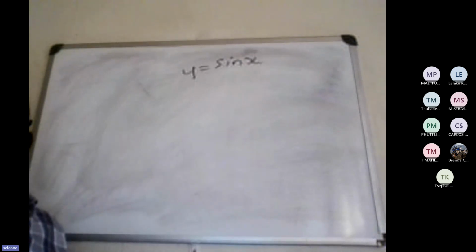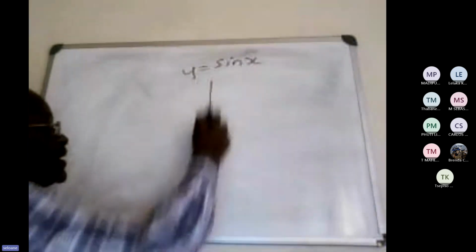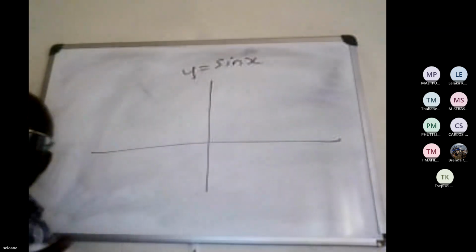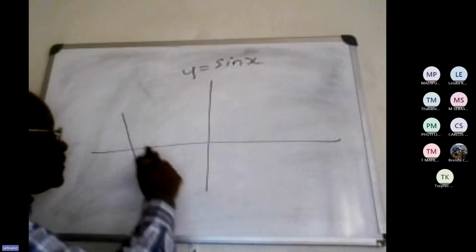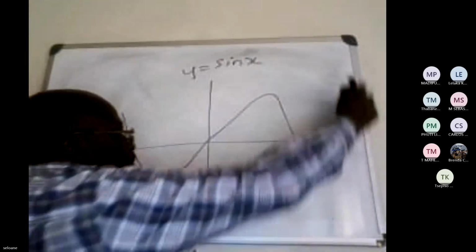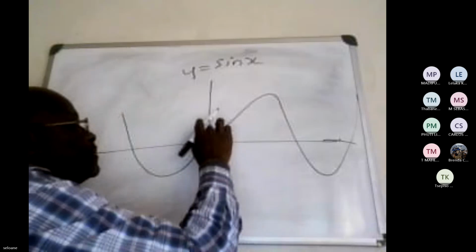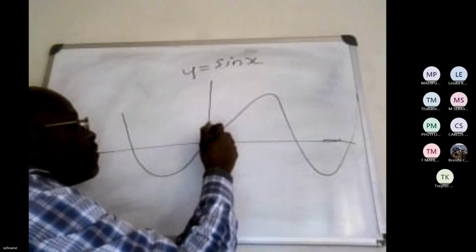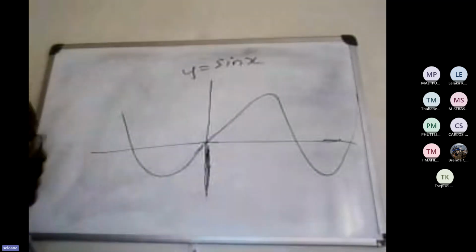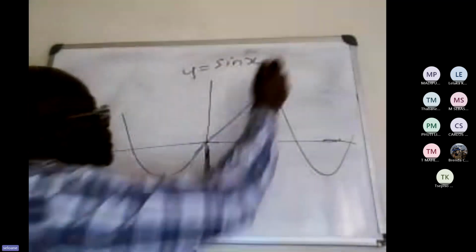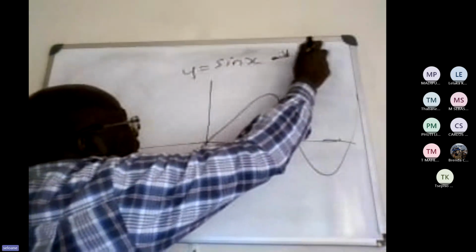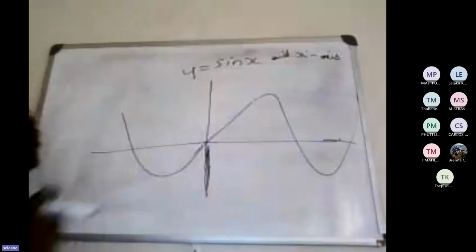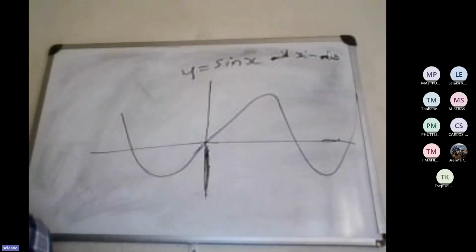y equal to sine x. Can you sketch that graph? Y equal to sine x, we all know it. It will be something like this, and so forth. You say from where to where? Say from, and the x-axis is enclosed by the graph y equal to sine x.